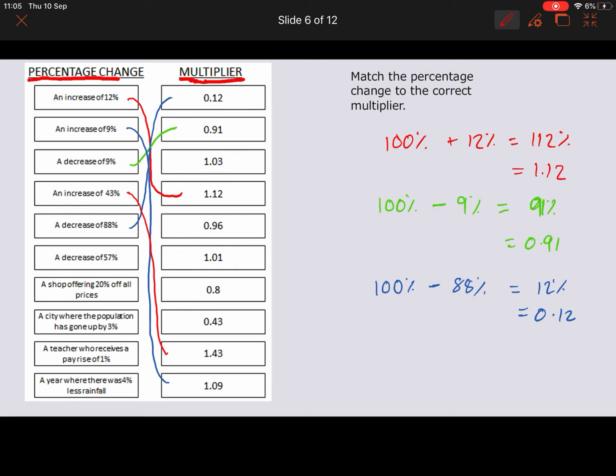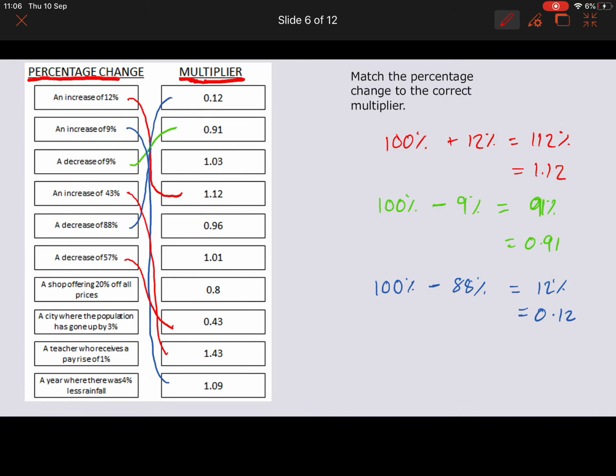Increase of 9% should have been 1.09. Okay, let's change the colour. Increase of 43% should be 1.43. Okay. A decrease of 57% should be 0.43. Remember, we take it away from 100%.